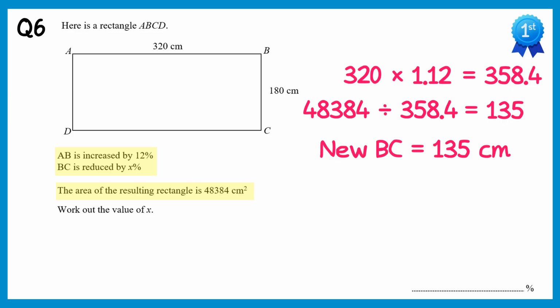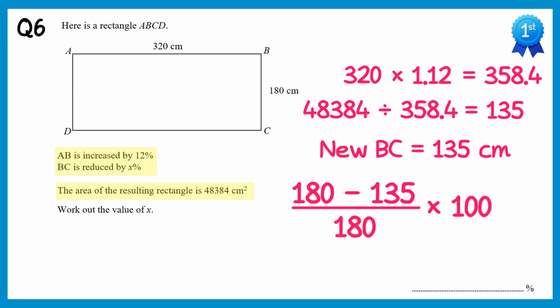Now we've been asked to find the value of X, which is the percentage that BC was reduced by. So BC was originally 180 and now it's 135. So we can use the formula change over original times 100. To work out the change, we just do the original, which was 180, minus 135. And then we divide this by the original, 180, and then times that by 100. So it's change, divide by original, times 100. Just type this into your calculator and you get the answer 25%.